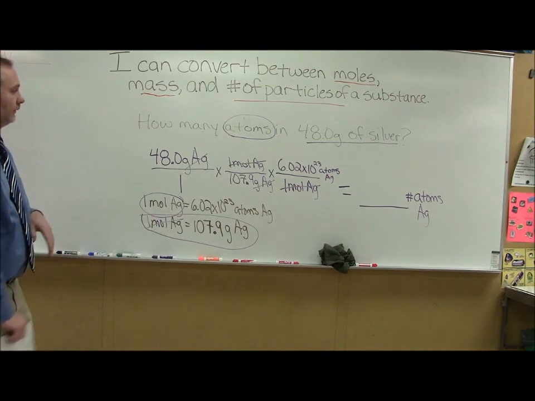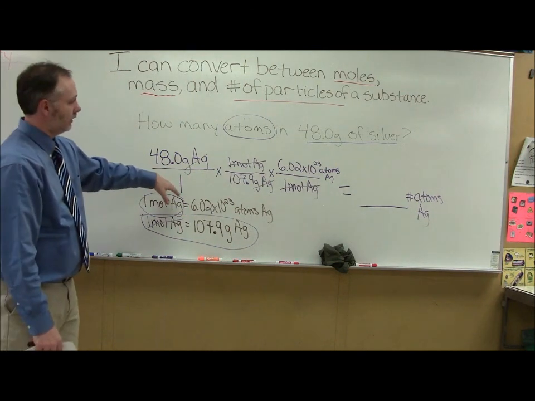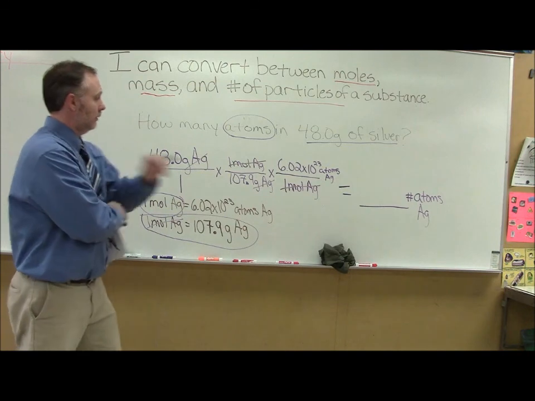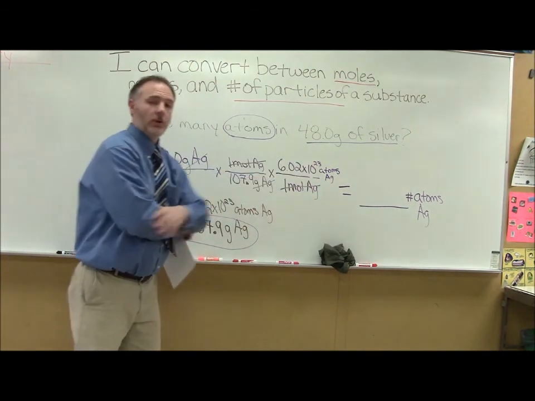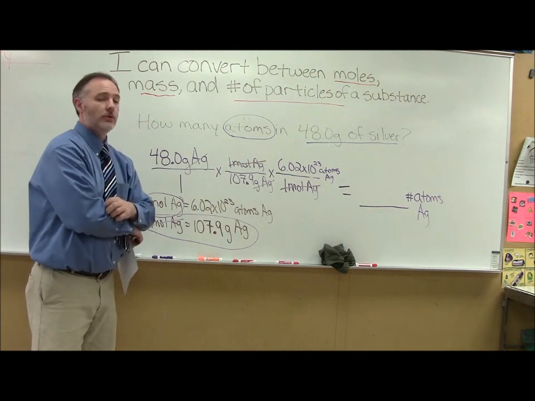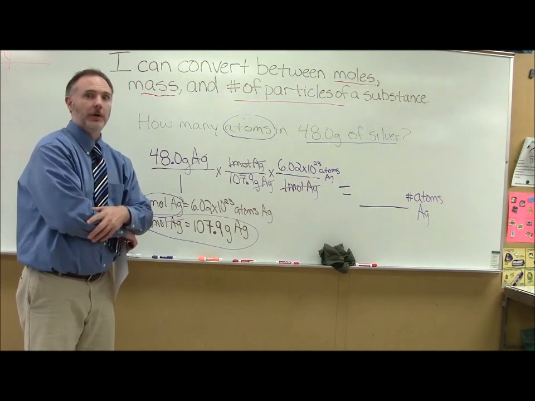And to solve this, what you're going to do is multiply 48.0 times 6.02 times 10 to the 23rd. Don't forget about your big exponent there, divided by 107.9. I'm going to let you do that. I'll give you a hint, it's going to be a really big number.